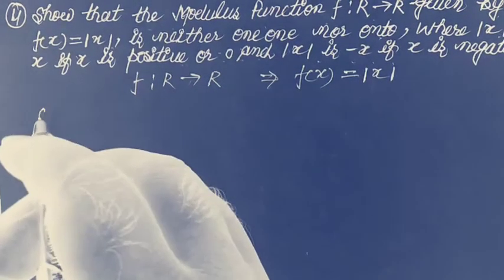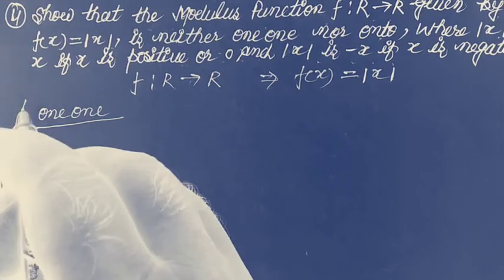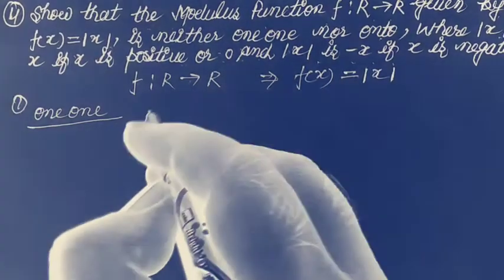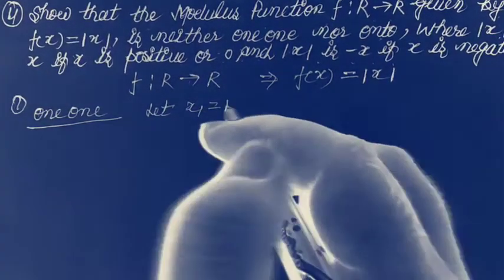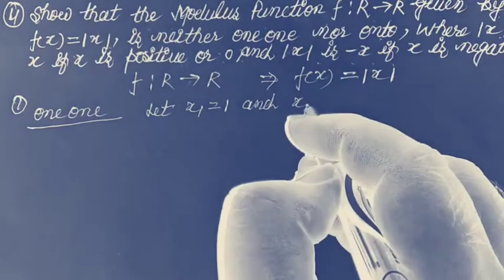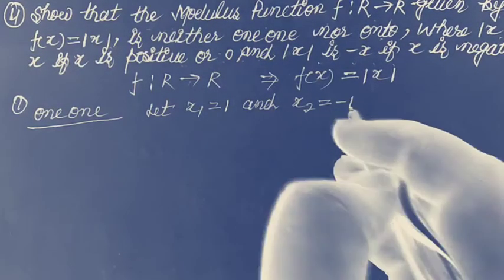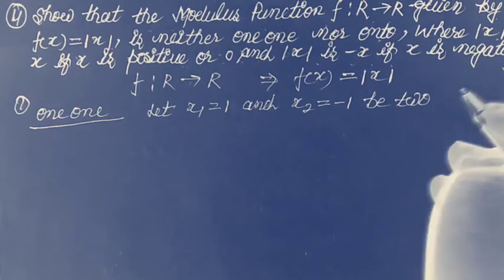For one-one, let x equal 1 and x equal minus 1 be two real numbers.